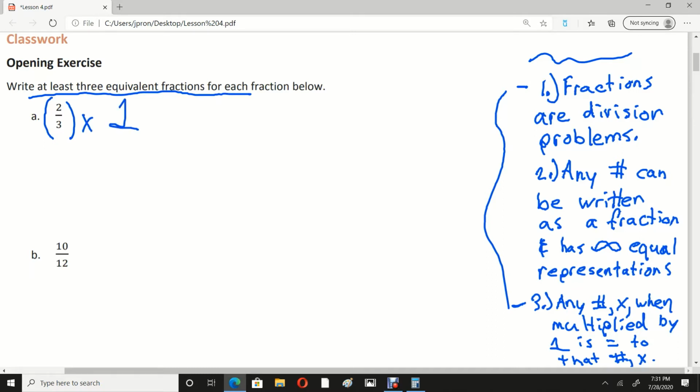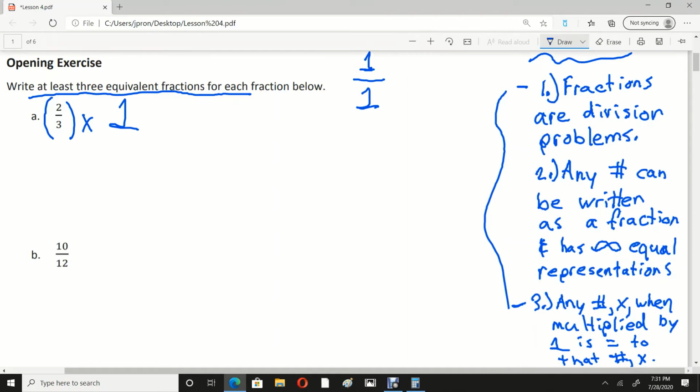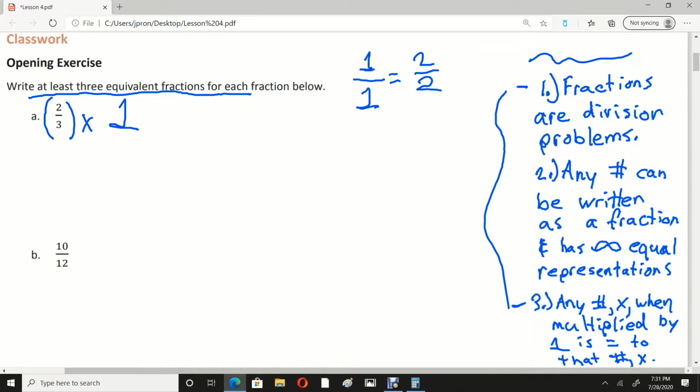We're going to multiply it by a different form of 1. We're going to write 1 as a fraction. So how would we write 1 as a fraction? Well, we could start by writing 1/1. 1/1 is just a division problem. 1 divided by 1 is equal to 1. Now, is there another way we could write 1/1? What if we wrote it as 2/2? Are those two things equivalent? Is 1/1 equal to 2/2?